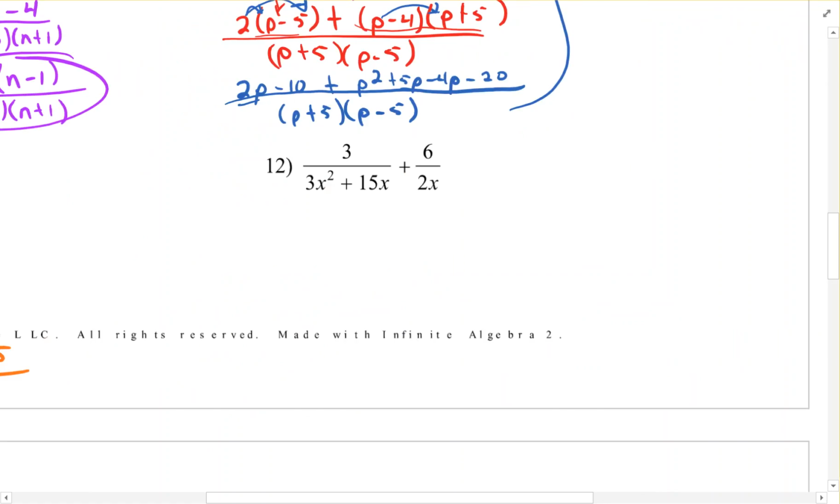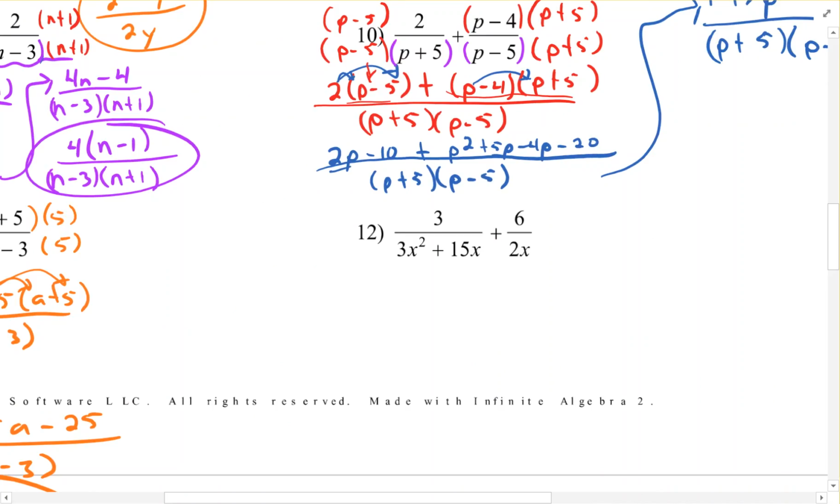Okay, this one, what's going to make this a lot easier is if we factor this first. So let's rewrite this as 3 over, I can factor out a 3x and then multiply by what I have left, which is just x plus 5. Now this is plus 6 over 2x.